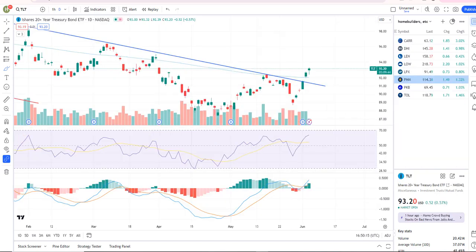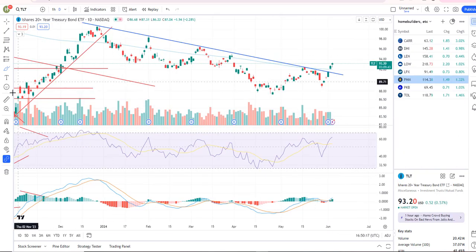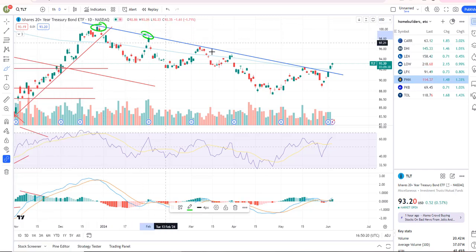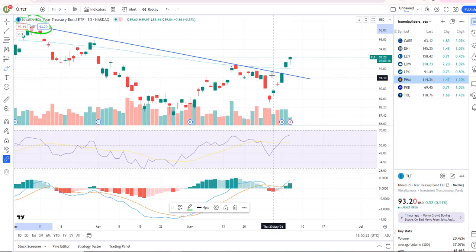Let's take a look at the bonds, TLT. This is broken trend. So obviously you have a downtrend line in TLT, all right? And we've clearly broken that trend. So interest rates are falling. That's essentially what this means, at least on the long end of the curve. The interest rates are falling.